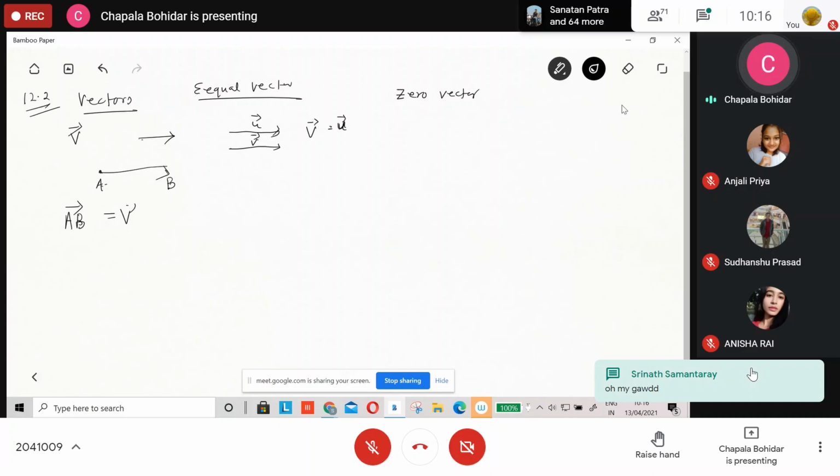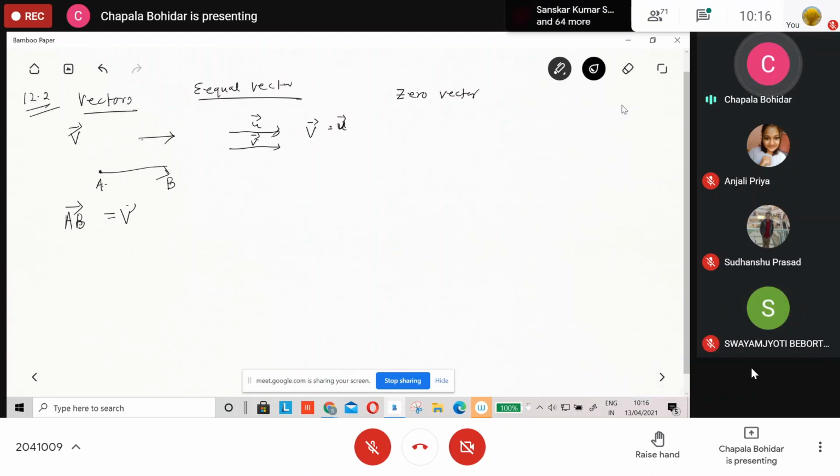Write down, it is called the null vector, denoted by zero vector. A vector which has length 0 and no specific direction is known as the zero vector, and it is denoted by this symbol.